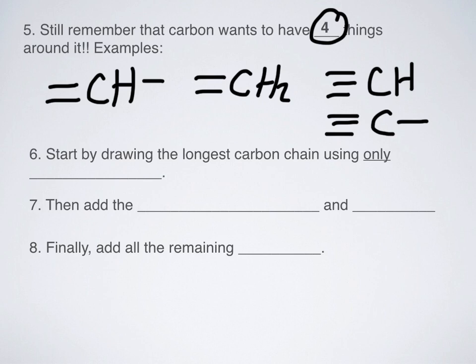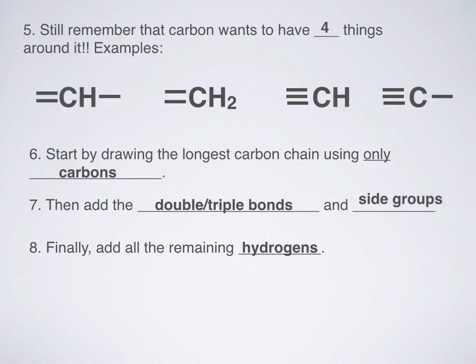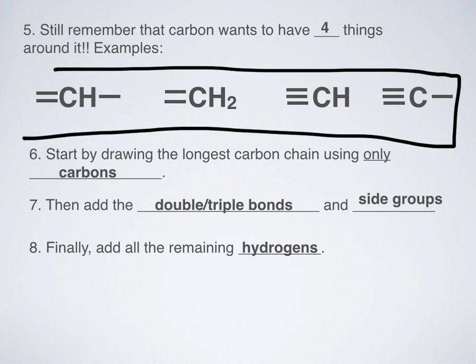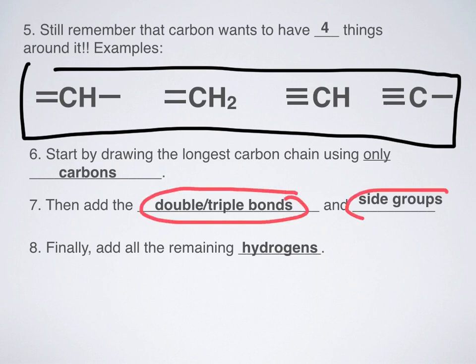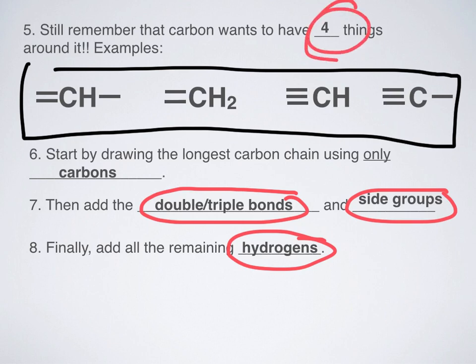So start by drawing the longest carbon chain using, again, only carbons. You only want to use carbons. This looks much nicer, actually. So here's a beautiful image of what the possibilities could look like. Then, after you have your longest carbon chain using only carbons, start adding your double and triple bonds and your side groups. Finally, add in all of your remaining hydrogens. Make sure that you have the proper amount of hydrogens around something. Remember, carbon can only have 4 things, so you're limited. You can't have anything with 5 bonds.